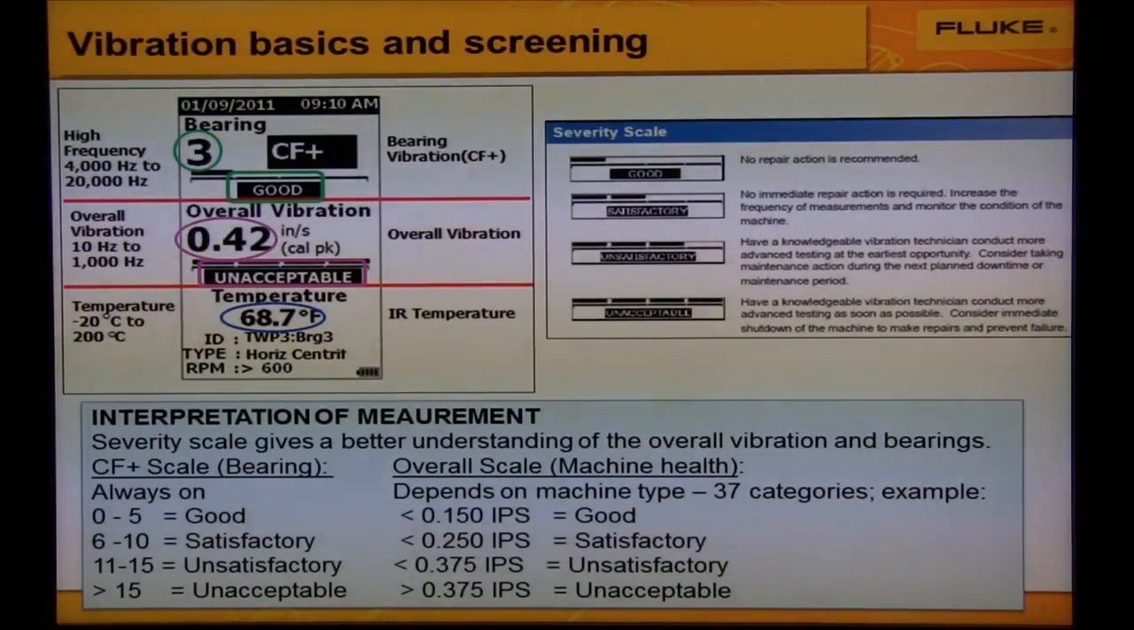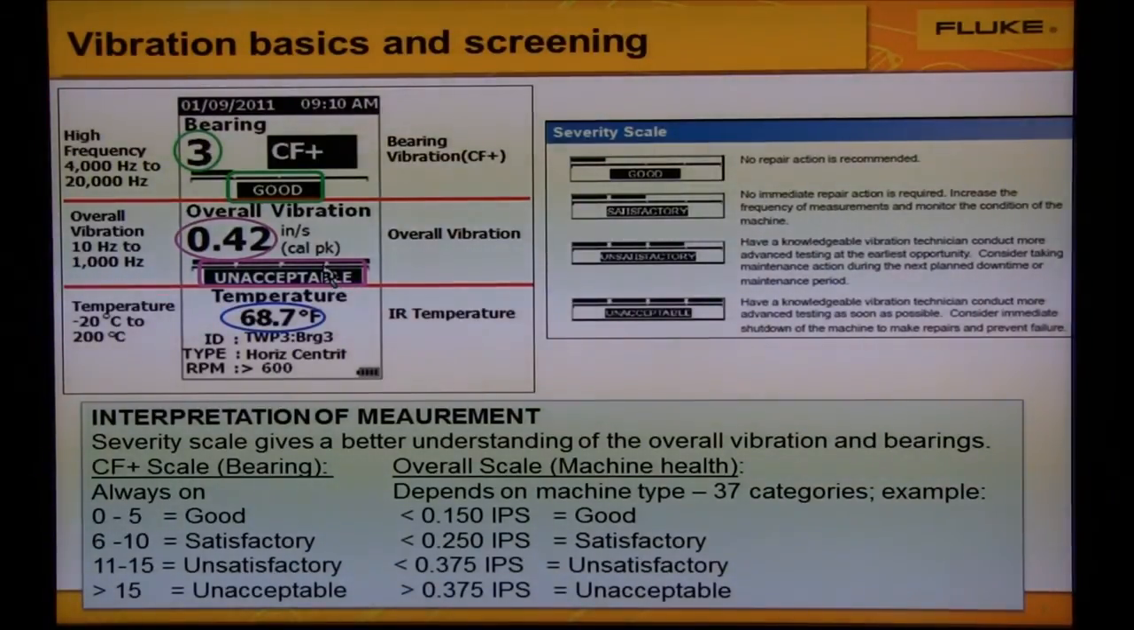See the green circle and the box. This scale does not depend on a machine type and does not require a machine category during setup. It is displayed anytime the measurement is taken, as long as it's greater than 600 RPM.